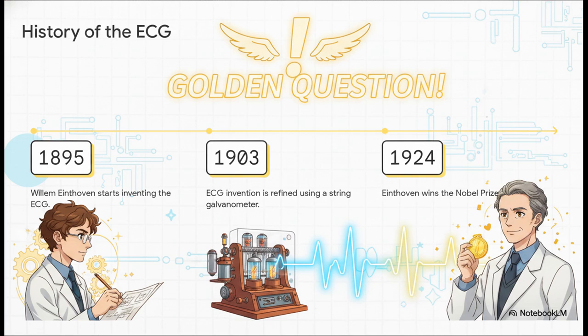The practical ECG was invented by the Dutch physiologist Willem Einthoven. He started his work back in 1895, refined it in 1903, using a string galvanometer to measure the heart's electrical currents, and actually won the Nobel Prize for it in 1924. So if an examiner ever asks you about the father of the ECG, Einthoven is definitely your guy.